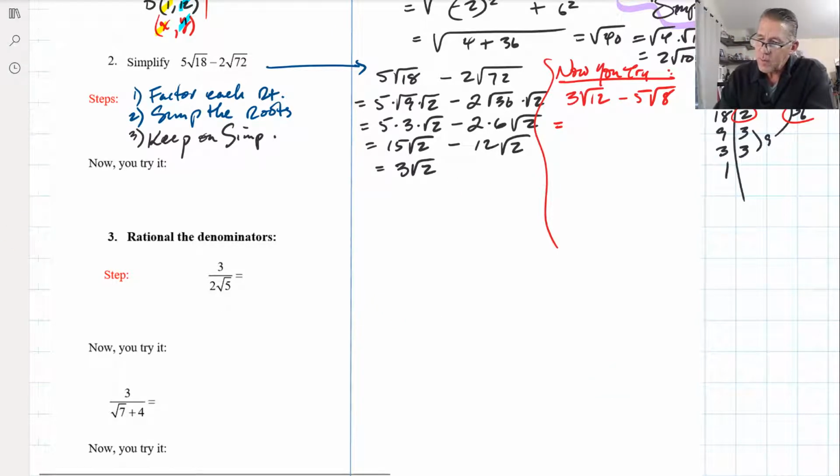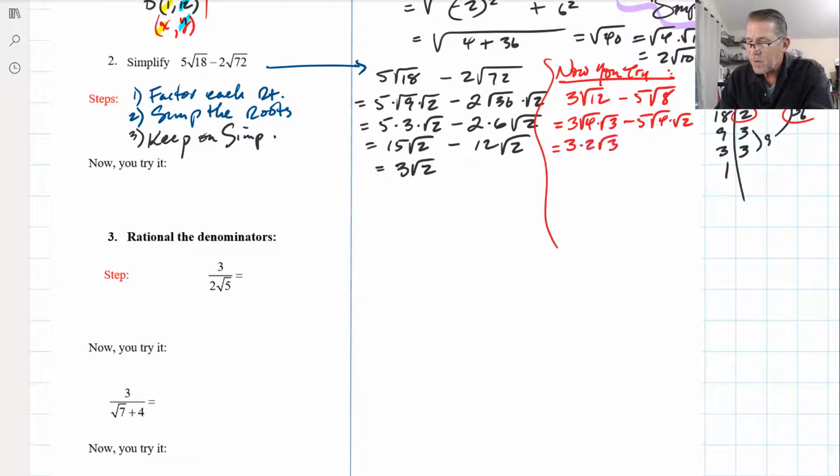All right, so you got to factor the 12. So 3 times root 4 times root 3 minus 5 times root 4 times root 2. That gives me 3 times 2 times root 3 minus 5 times 2 times root 2. That's 6 root 3 minus 10 rad 2. And my friends, these are unlike irrational numbers. Okay, so you cannot combine unlike roots.